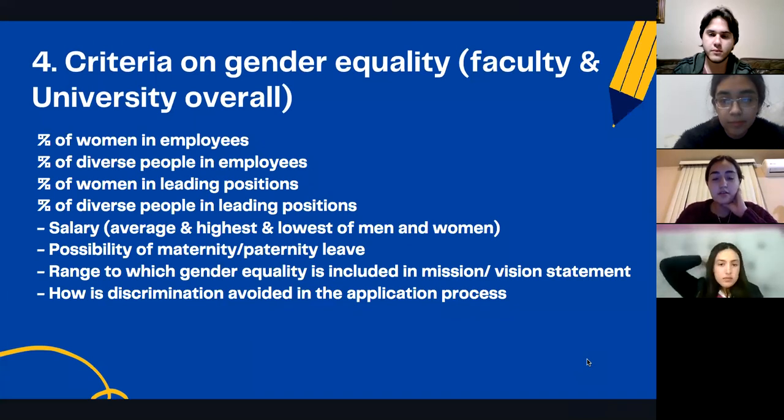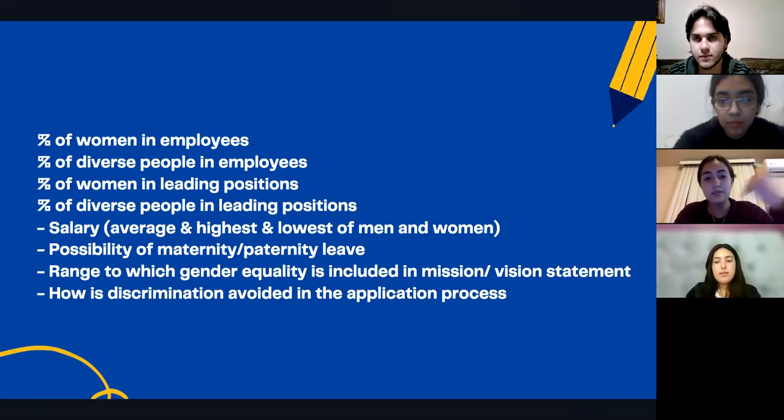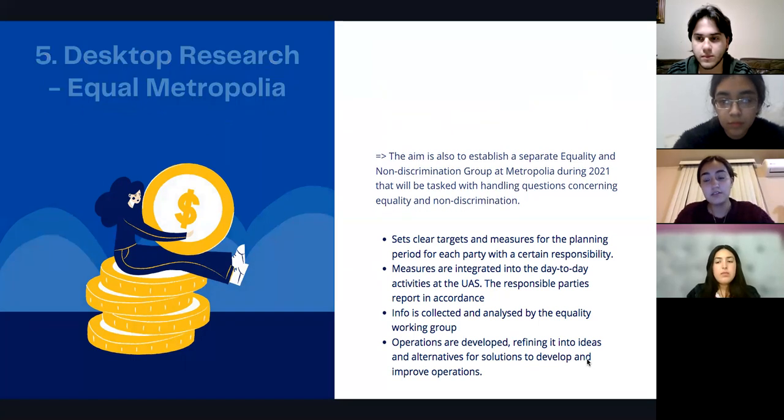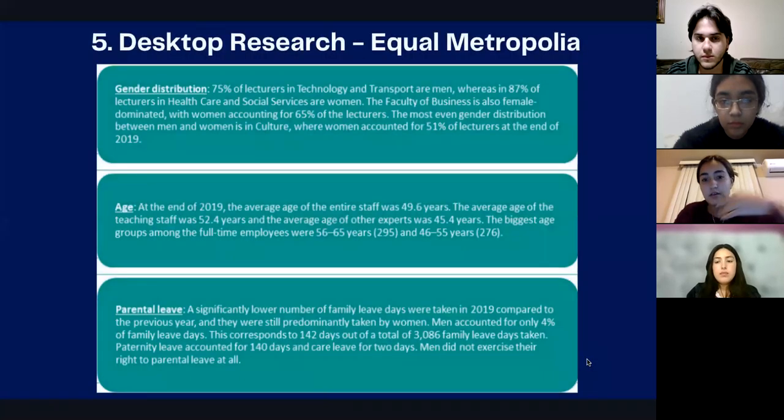Okay, so here we have some criteria about what we're going to talk about during the presentation. And this is just some stock research about the Metropolitan University, and this next slide too, about the gender distribution, age, and the parental leave.